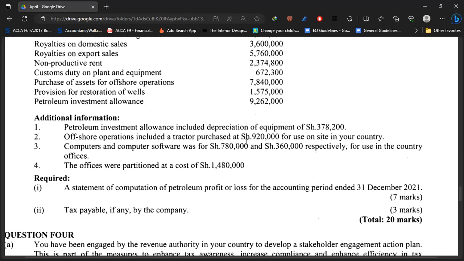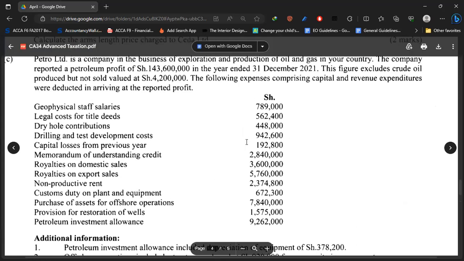Required, number 1, a statement of computation of petroleum profit or loss for the accounting period ended 31st December 2021. And number 2, tax payable, if any, by the company. Thank you so much. You can see this question, the way it's being said, we have already been provided here.